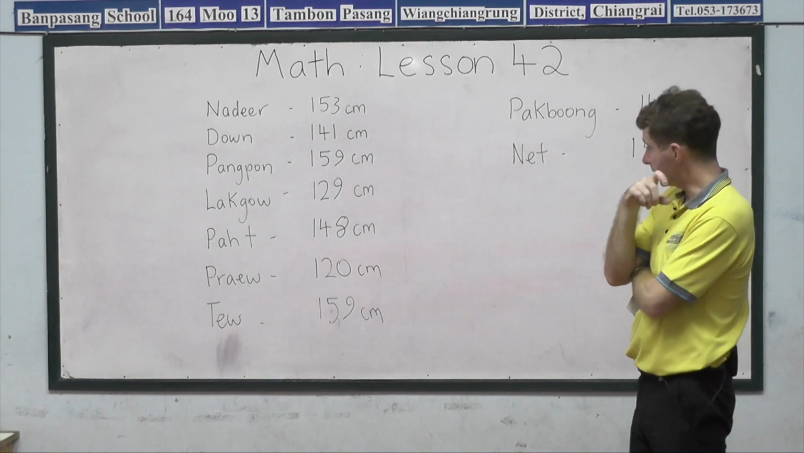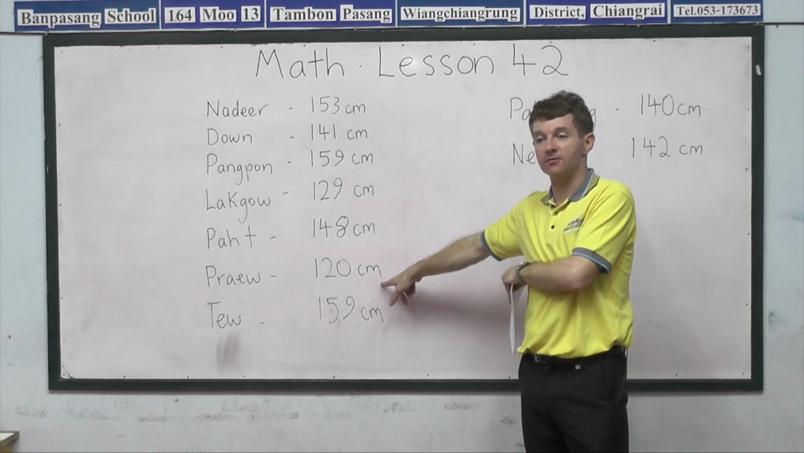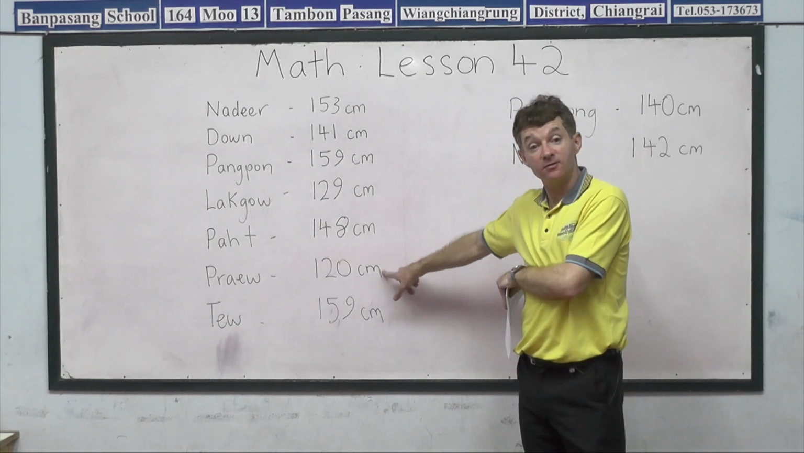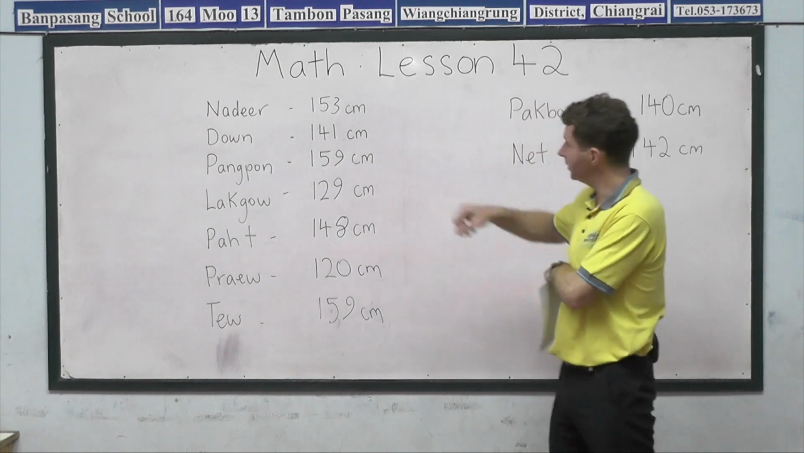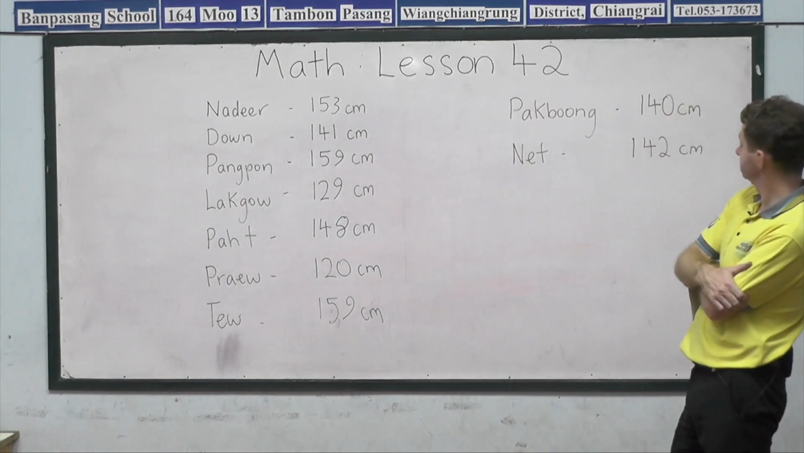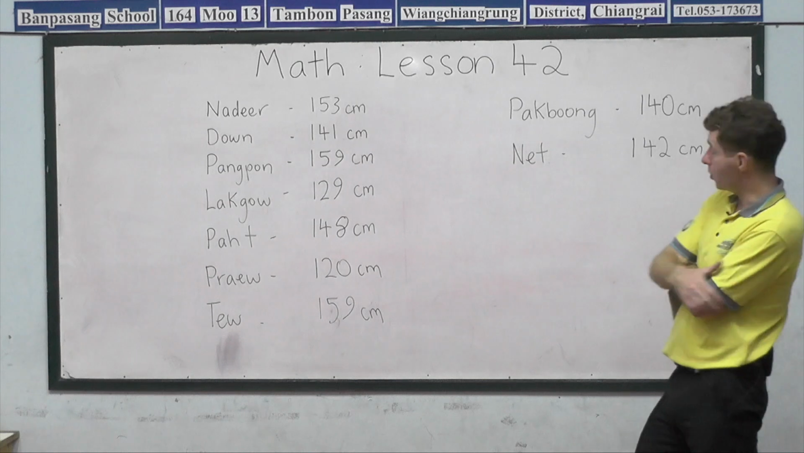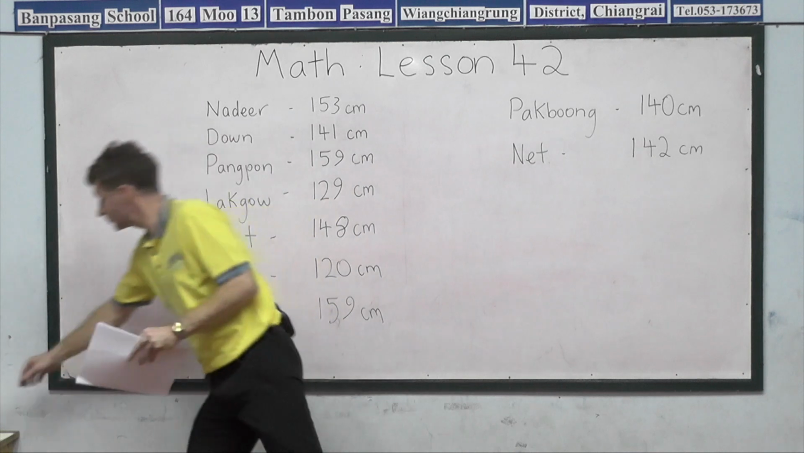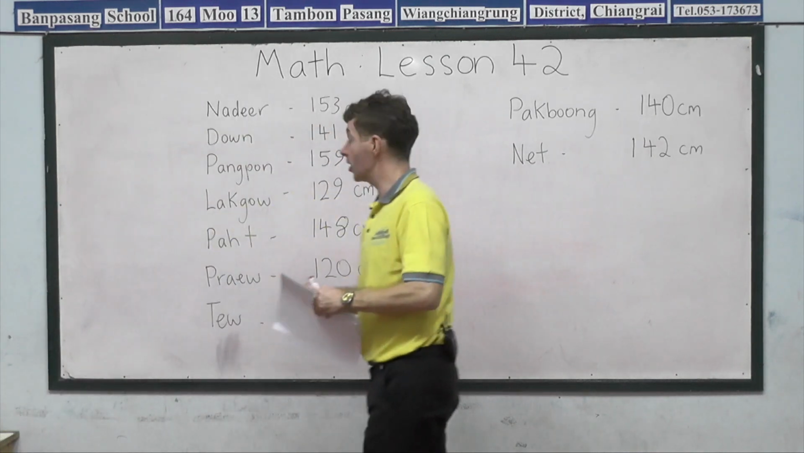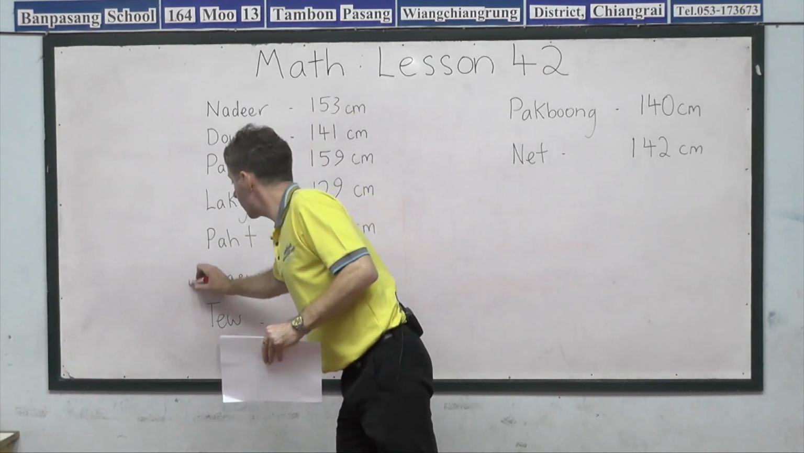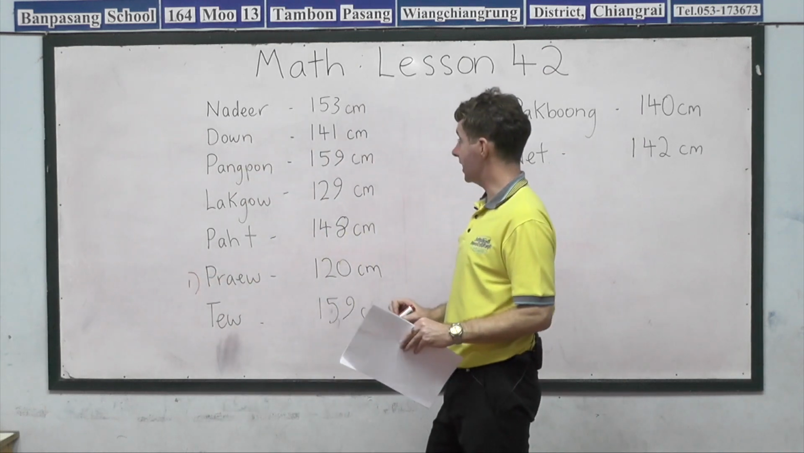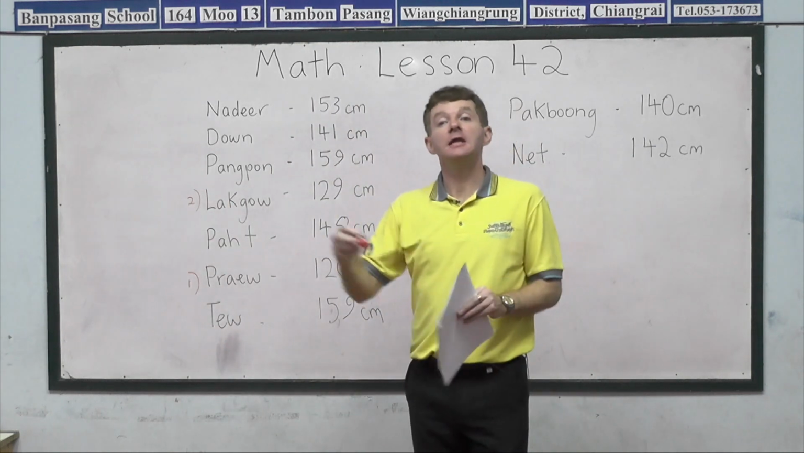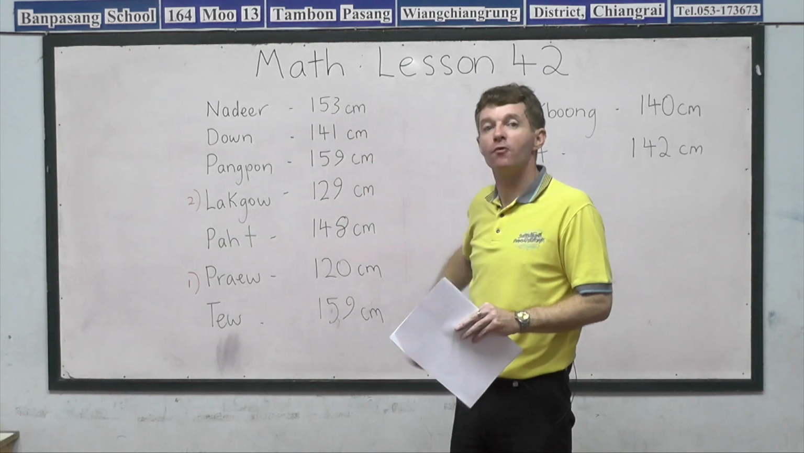Who? Prel. How many centimeters? 120 centimeters. So Prel is the shortest jump. Then, who is next shortest? Lakau, 129 centimeters. So what we need to do on our worksheets, Prel will be first, and then Lakau will be second, and then need to work out who's third, fourth, fifth.